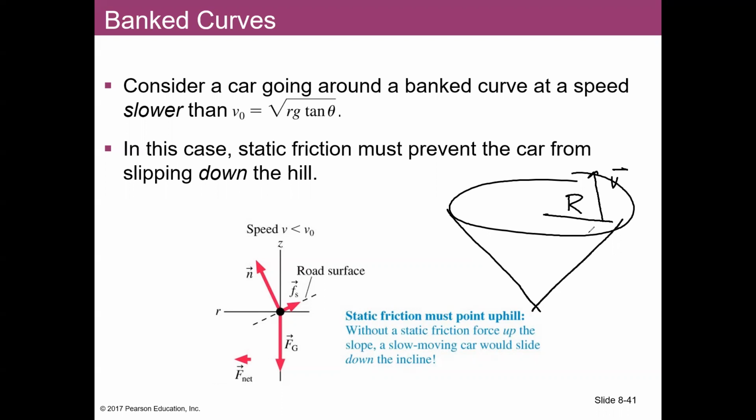But if you're not at that exact speed needed at that banking angle and radius, which, by the way, that speed is square root of r times g times tangent theta, where theta is given with respect to the horizontal. If you're not at that exact speed for that angle and radius combination, without friction, you're going to spiral inward or spiral outward.